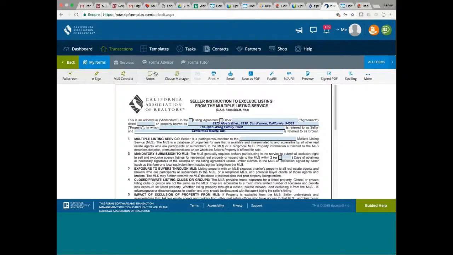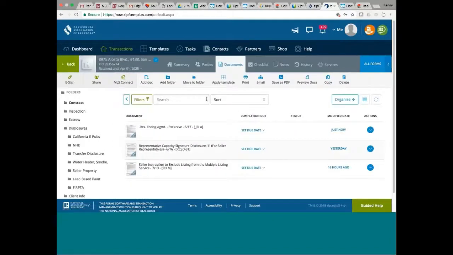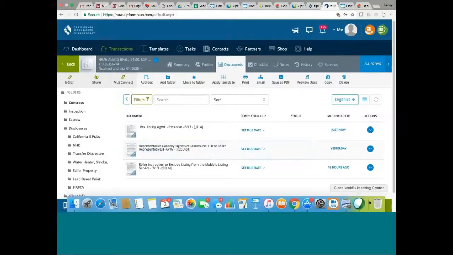All right. So these are the three forms, and that pretty much sums up what I'm going to discuss for the residential listing agreement. Okay. Thank you for attending.